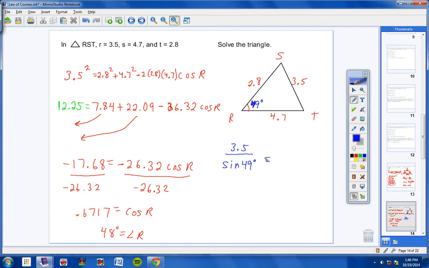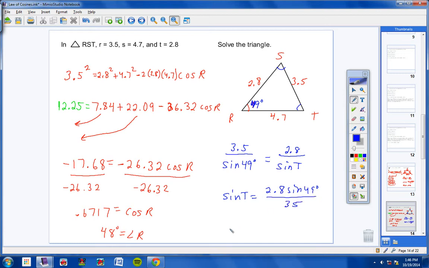Look, I'm either going to solve for angle S or angle T. Okay, now look. Remember, you want to solve for the smaller angle. So angle T is across from 2.8. Angle S is across from 4.7. 2.8 is smaller, so angle T is smaller. So I'm going to solve for angle T. So I'm going to put 2.8 over the sine of T. Okay? And now if you cross multiply and then divide, you will get this. Sine of T equals 2.8 times the sine of 49 degrees all over 3.5.